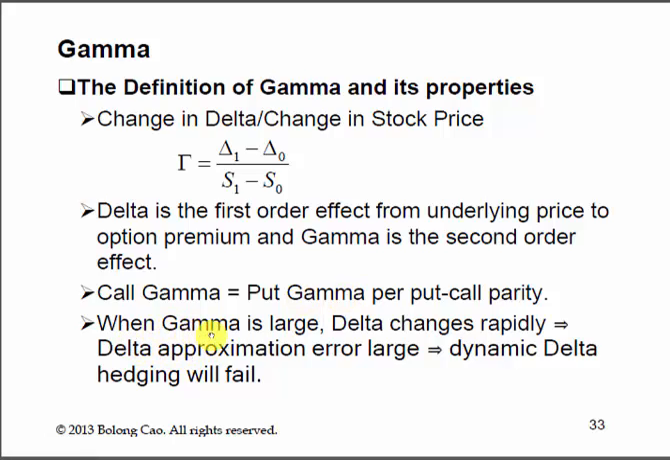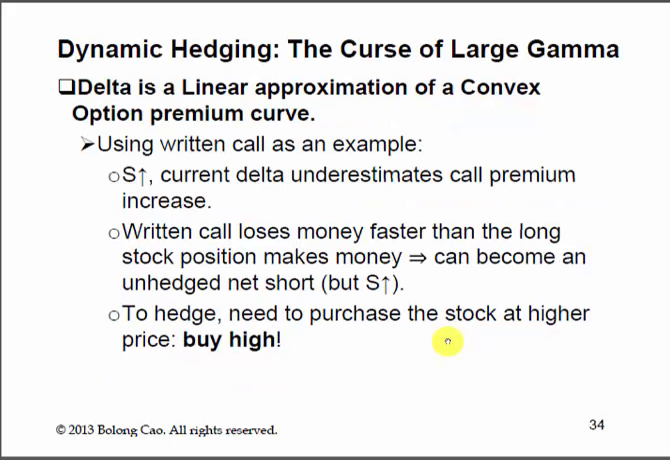When gamma is large, delta changes rapidly. That means delta approximation error will be large. That makes the dynamic delta hedging fail. And let's look at why that is. We have said delta is a linear approximation of a convex option premium curve. Let's think about a written call as an example. When the underlying price goes up, current delta underestimates the call premium increase.